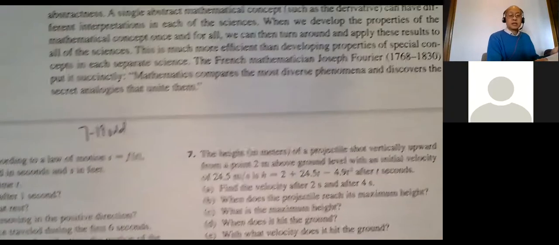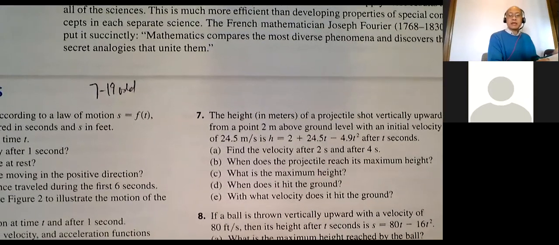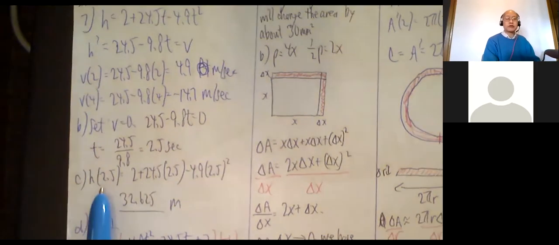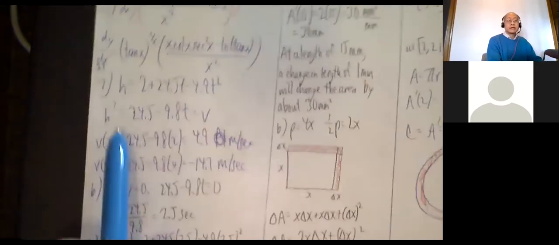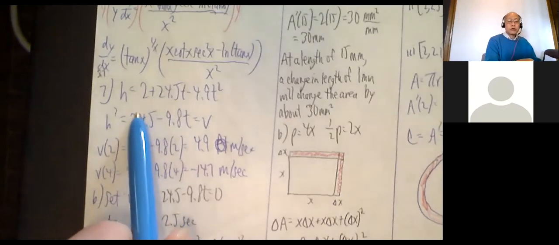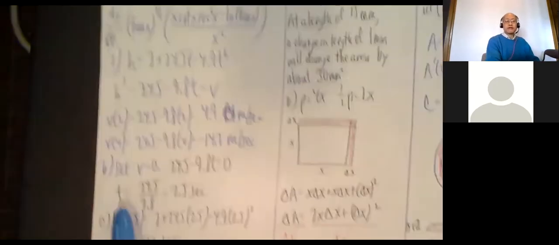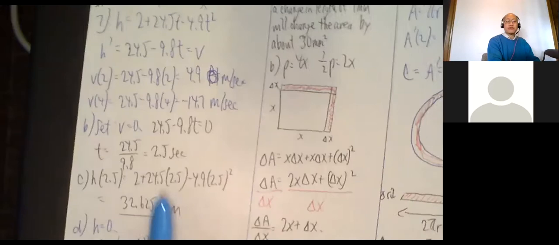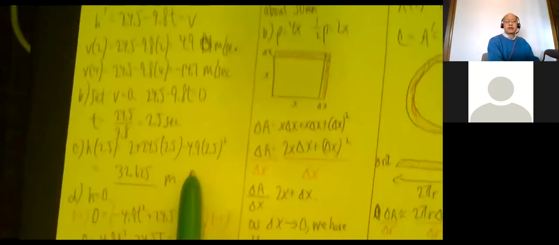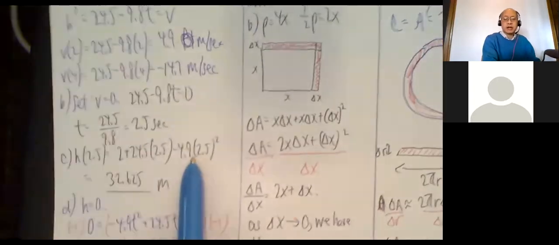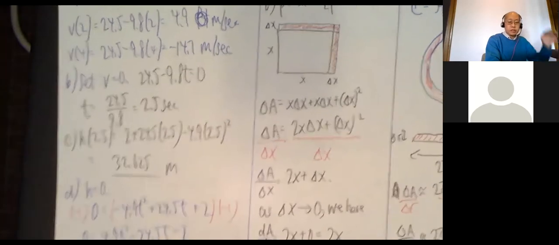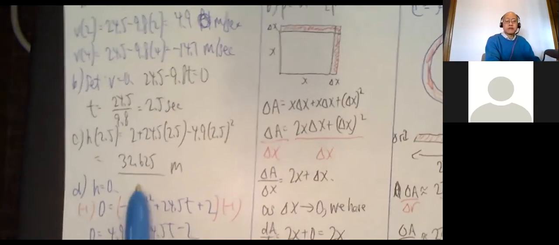And then C, what is the maximum height? Plug in the height after 2.5. This is the distance function in general. What's the maximum height? Plug in 2.5. So 2 plus 24.5 times 2.5 minus 4.9 times 2.5 squared. Punch it in a calculator. Again, I will save time and just tell you what it is. 32.625 meters. So this object goes up to a height of 32.625 meters at the highest point, and then it comes back down.